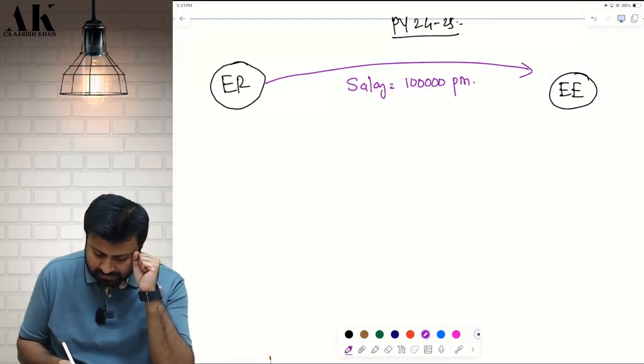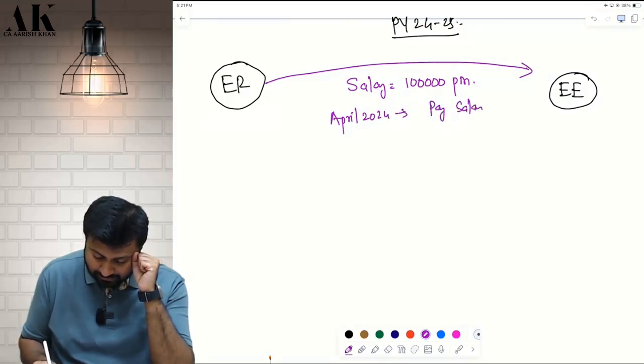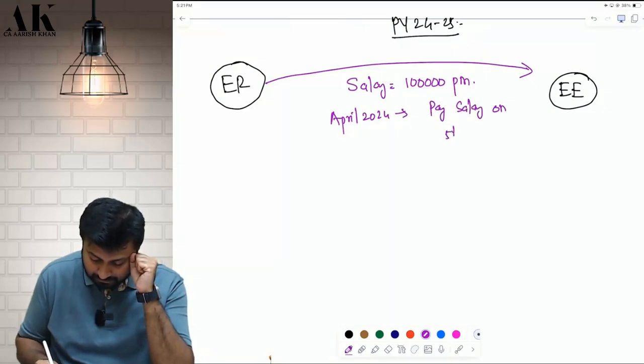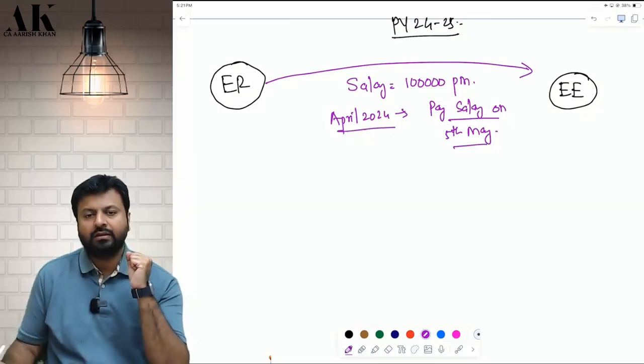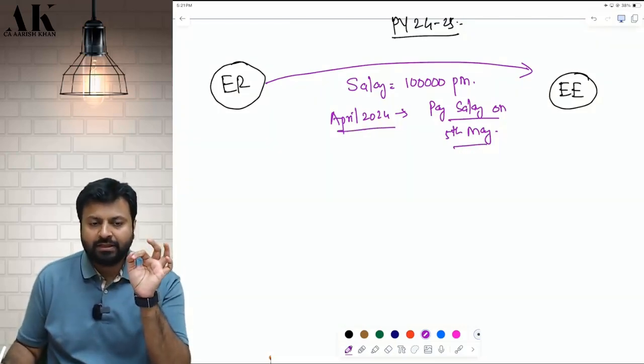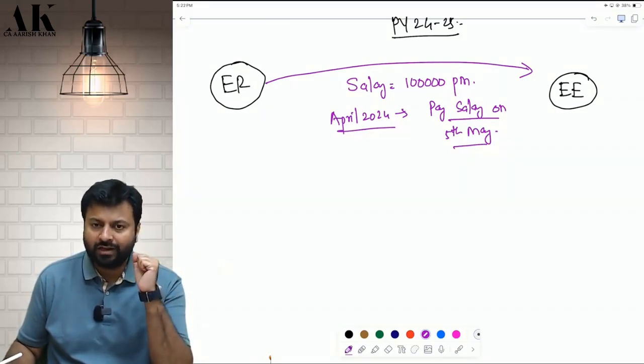And we have a policy that for April 2024, we pay salary on 5th of next month. This is the policy of the company for every month. Okay. Every month the salary will be paid on the 5th of the following month. Okay.